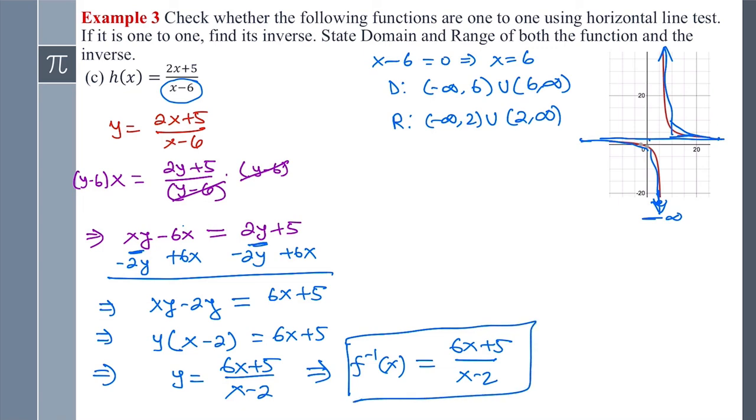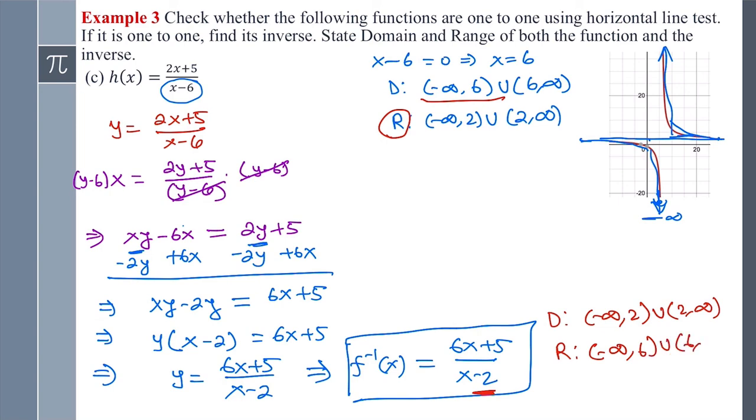Now again, to find the domain, we go back and look at the domain and range of the original function. The domain of this inverse function is the range of the original function, so the domain is negative infinity to 2 union 2 to infinity. And we see that from here as well, we cannot have 2 for that function. The range is the domain of the original function, which is negative infinity to 6 union 6 to infinity.